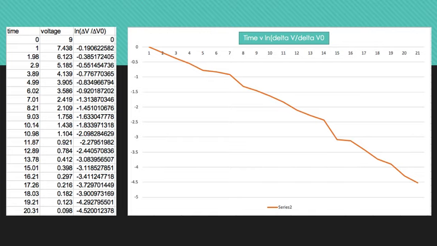Here I just have a graph of my measured times versus the ln, the natural log of delta V over delta V naught.